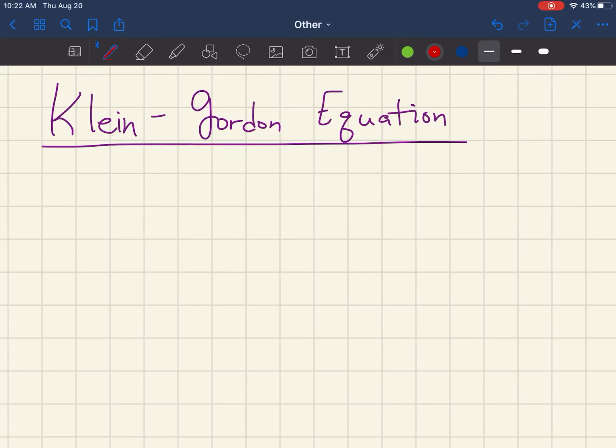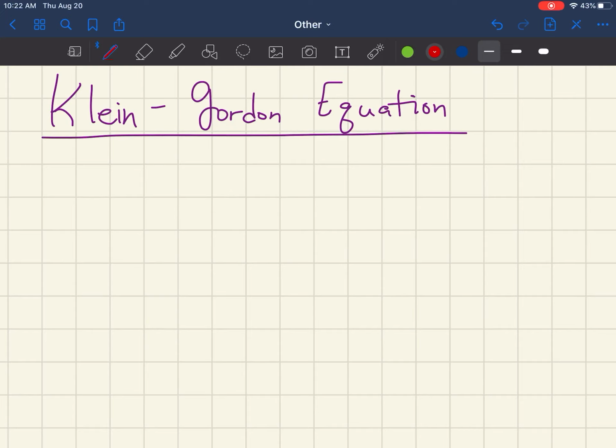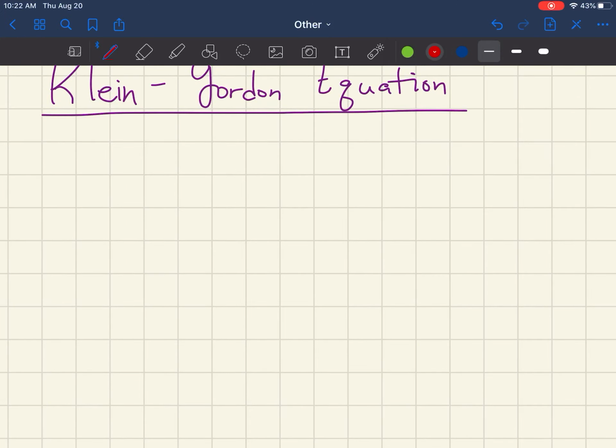Today I'll be going over the Klein-Gordon equation, which is a relativistic quantum mechanical equation that describes spin-zero particles. Usually that's one of the first equations that you learn when learning quantum field theory. What we're first going to do is go over the Schrodinger equation and then jump into the Klein-Gordon equation.